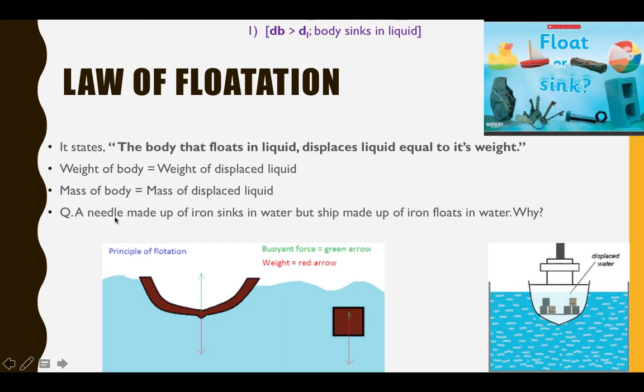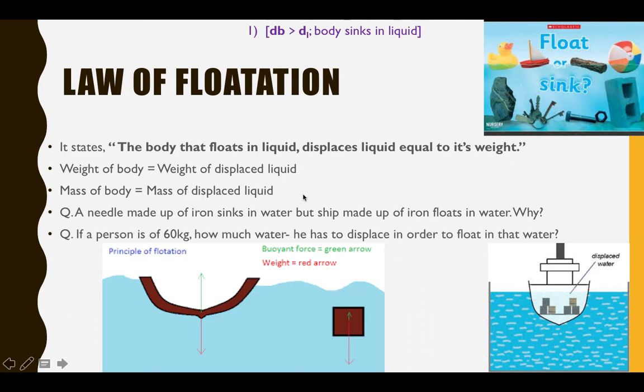One example here: a needle made of iron sinks in water but a ship made of iron floats in water. Why? Here you are not going to answer based on density. Here what you have to say is, as the needle cannot displace water equal to its weight, it sinks. But the ship made of iron floats in water because the ship can displace liquid equal to its weight.